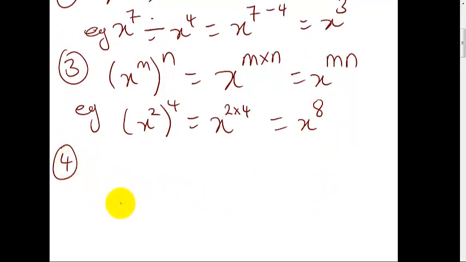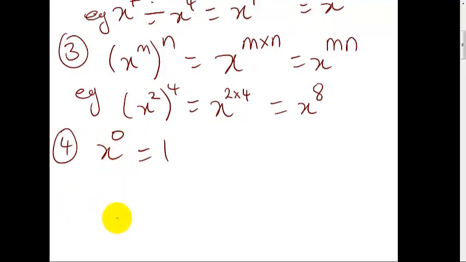Law number 4 is pretty easy. It says anything to the power of 0, so x to the power of 0, is equal to 1. Anything to the power of 0, as long as it's attached, is equal to 1. Okay. So, for example, that is an example in its own right.